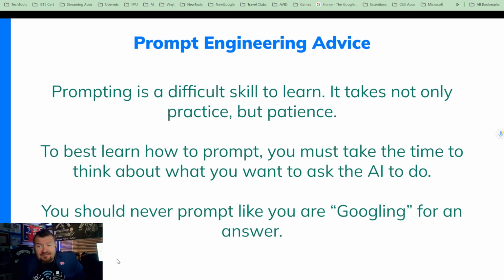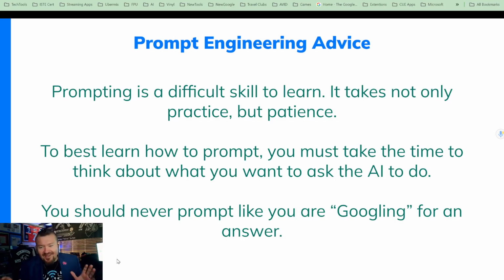Prompt engineering is a difficult skill because of the black box of the large language models. And it takes not only practice, but patience. And the best way to learn how to prompt, right, is to take the time to think about what you want the AI to do. And once you have a grasp of what you want the AI to do, you should be able to craft a prompt with the right context to ask those questions.